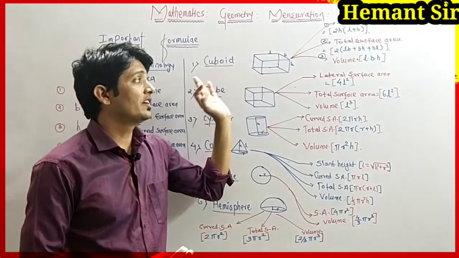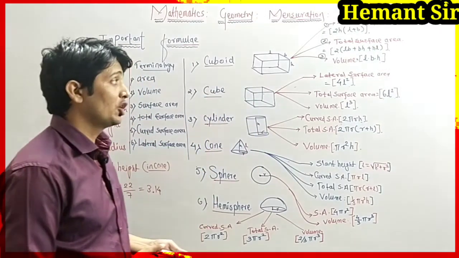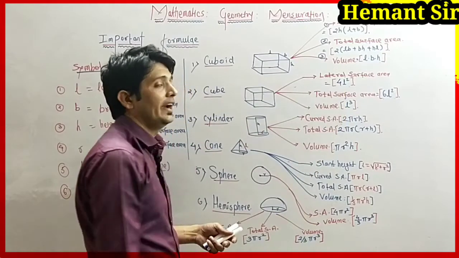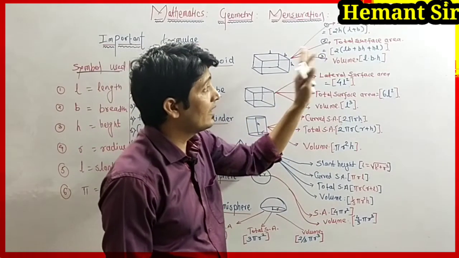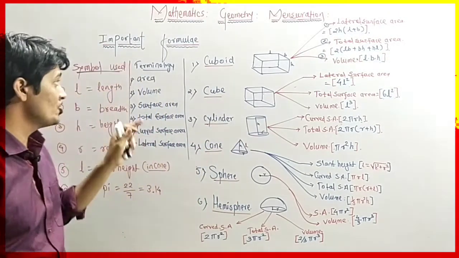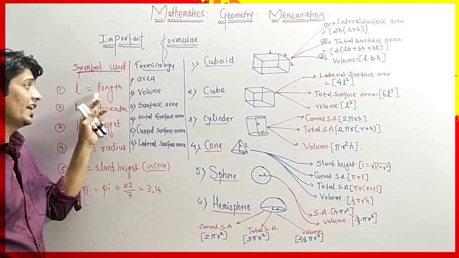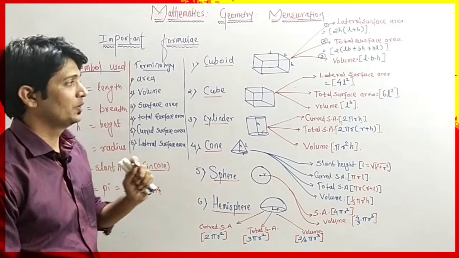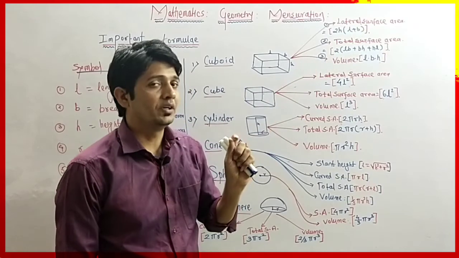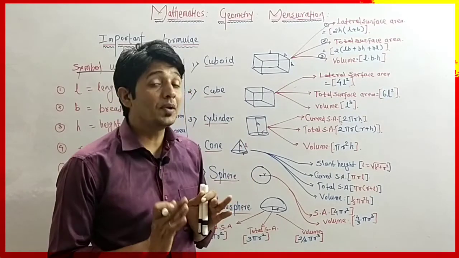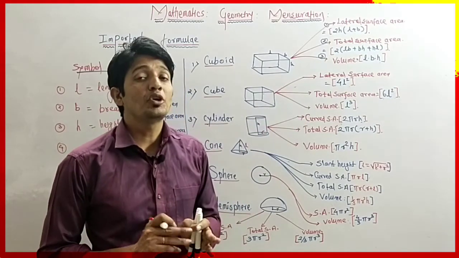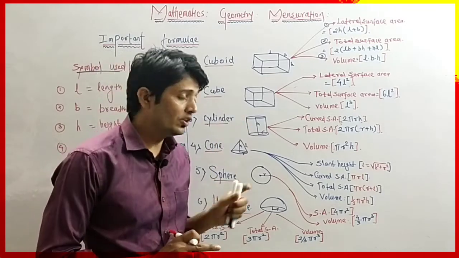So first we will understand the formula of cuboid. In cuboid there are three terminologies: lateral surface area, total surface area and volume. The formula for lateral surface area is 2h into (L plus B). Here L is the length, B is the breadth, H is the height. Then the total surface area is 2 into (L plus B, plus B plus H, plus H plus L). Then the volume of cuboid is L into B into H. You have to learn all these formulas by heart.